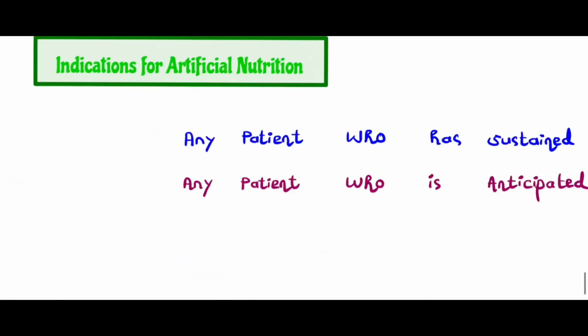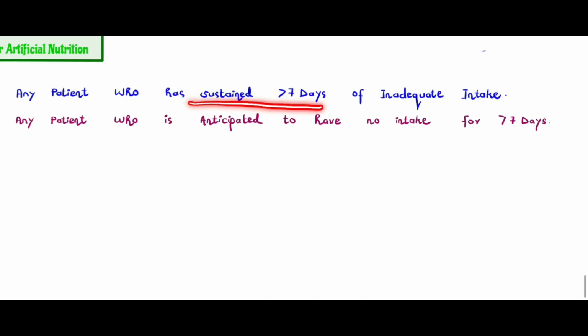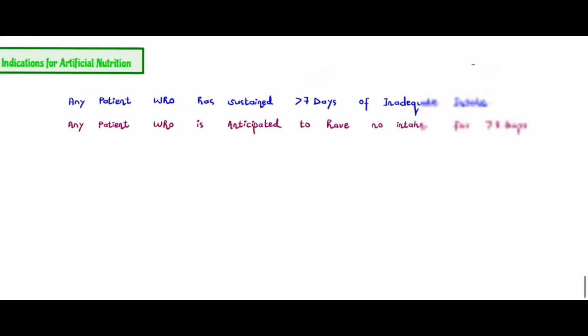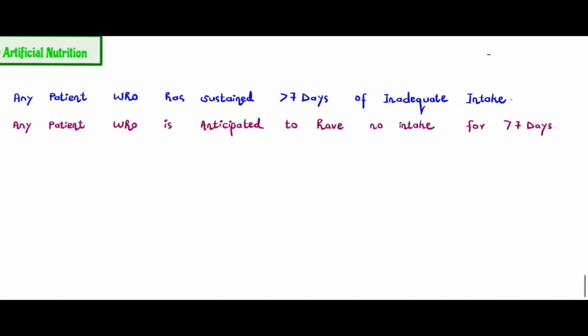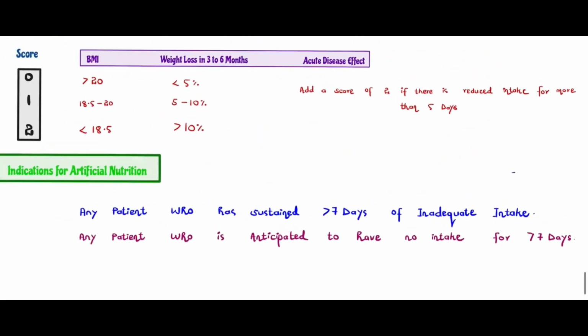Now, what are the indications for artificial nutrition? So, any patient who has sustained for more than 7 days of inadequate intake, you have to start that patient with artificial nutrition. Now, another indication for artificial nutrition is that if you are anticipating that the patient will have no intake for the upcoming 7 days, you will also start that patient too with artificial nutrition.